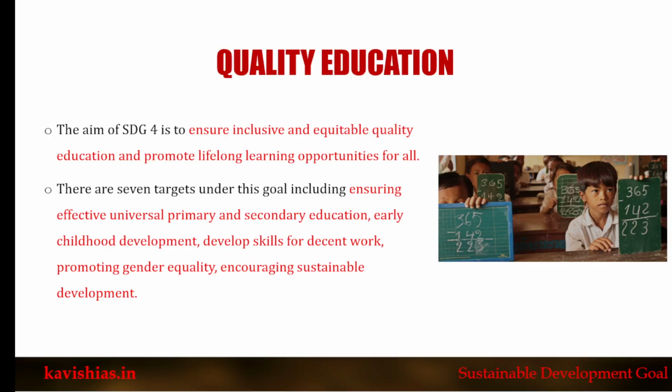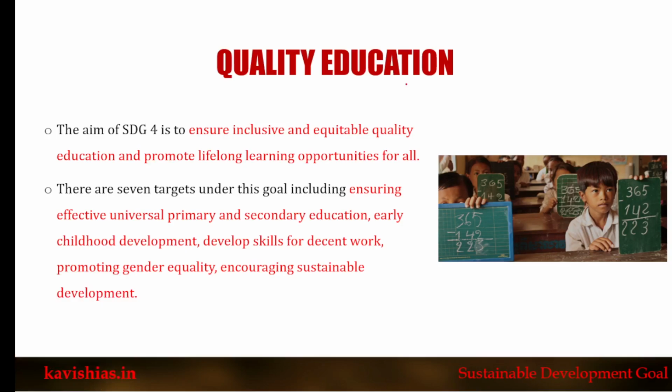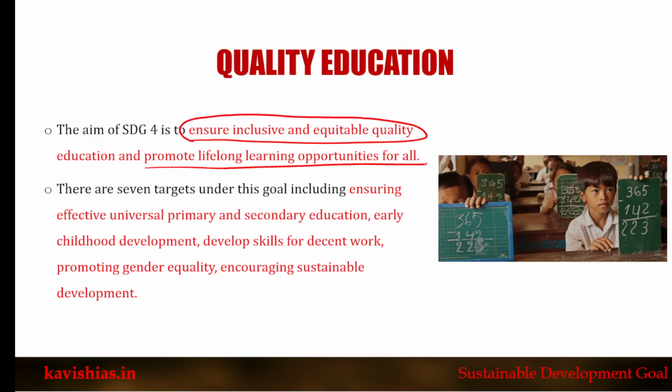And when we are talking about SDG goal number 4, the aim is to ensure that an inclusive and equitable quality education is achieved for all sections of society and promote lifelong learning opportunities for all. When we are talking about inclusivity, we are talking about all sections of society, right?